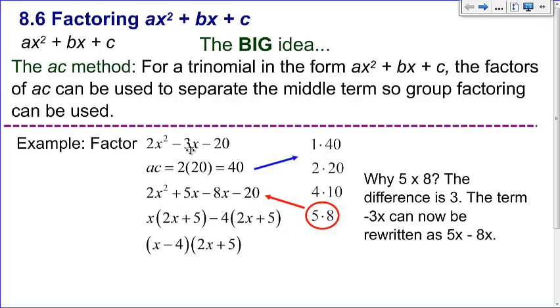So I could rewrite negative 3x as plus 5x minus 8x. So I basically just broke apart the middle term, rewrote it as two separate terms. The beauty in that is then I can factor an x out of the first two terms, a negative 4 out of the third and fourth terms, and look at this, group factoring: x minus 4 times 2x plus 5.